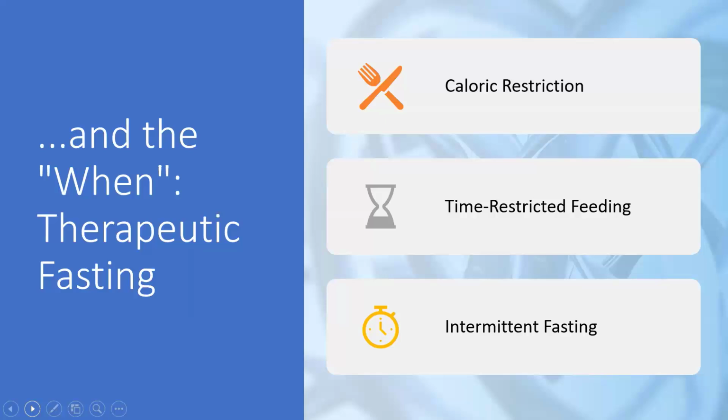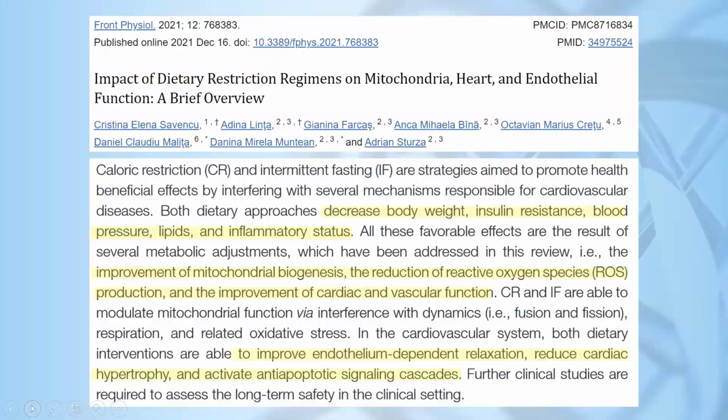So caloric restriction can be challenging to maintain long term for a lot of people, but there are other ways to do this where you can do time restricted feeding or intermittent fasting. So let's look first at some articles about caloric restriction and intermittent fasting.